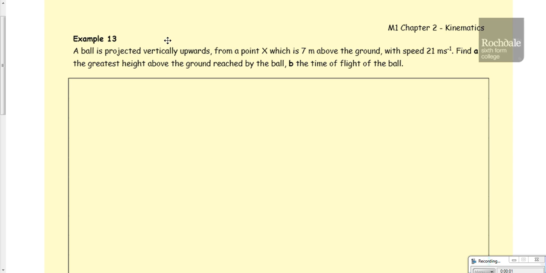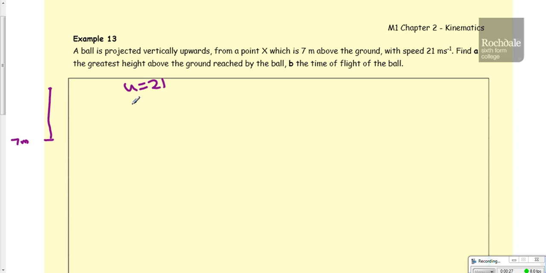M1 Kinematics Example 13. This is another example where we're looking at motion under gravity. A ball is projected vertically upwards from a point X, which is 7 meters above the ground. So this point here, where we're starting from, is 7 meters. The ball's projected vertically upwards with a speed of 21. We've got to find the greatest height it reaches above the ground.